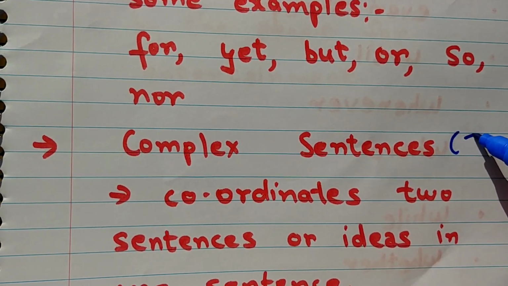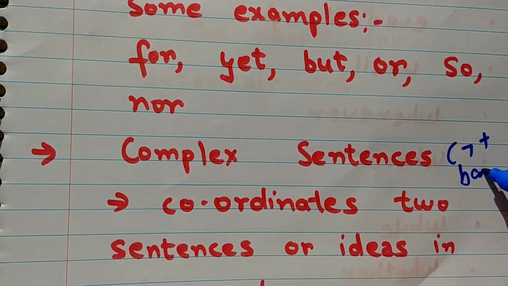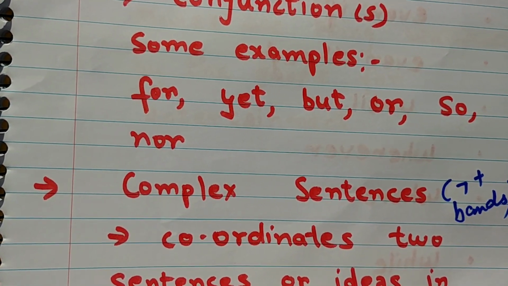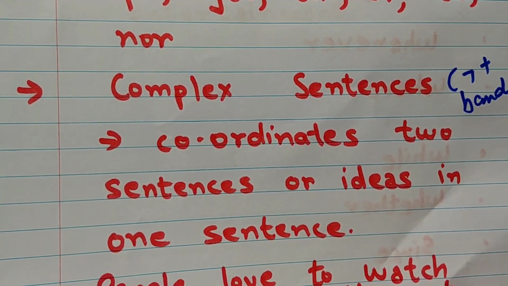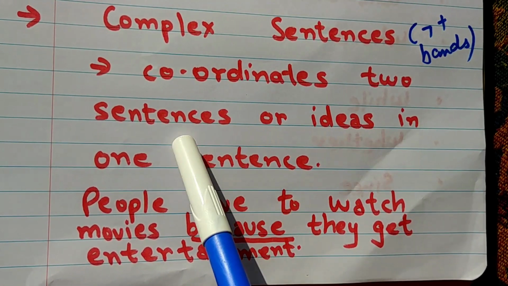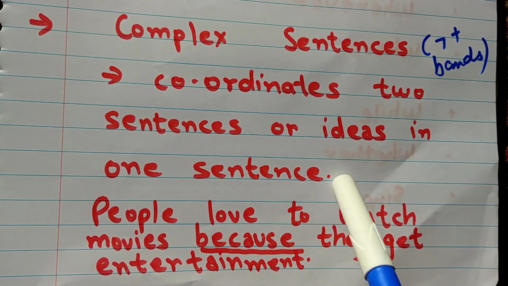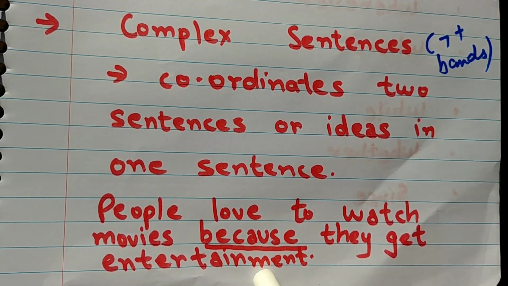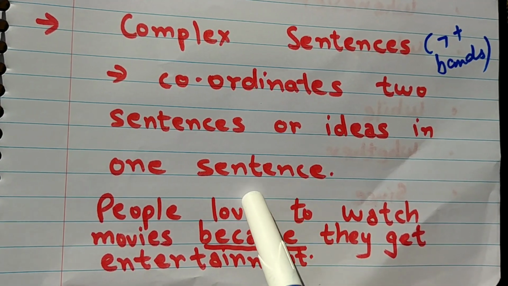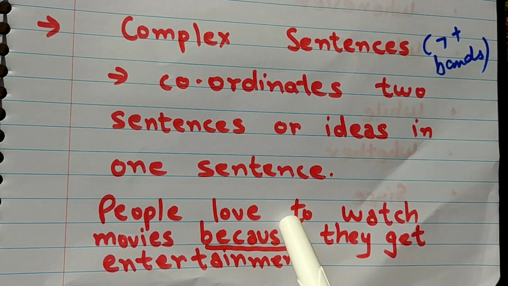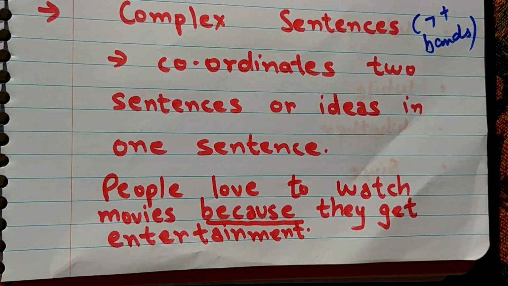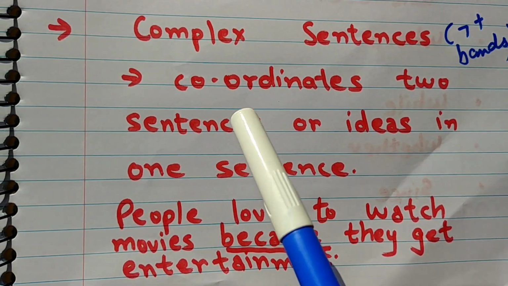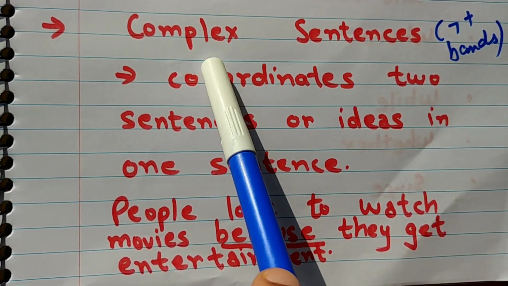And if you start using complex sentences in your writing task answer, it is the sure way to get 7 plus bands or 7 bands in your IELTS writing. If you are stuck at 6.5 and your target is to achieve 7 bands, you must use complex sentence structures in your writing. So what does it mean? It combines two sentences or ideas in one sentence using conjunctions. Now I have joined both the simple sentences: people love to watch movies because they get entertainment. Now because is the conjunction which joined both of the simple sentences.